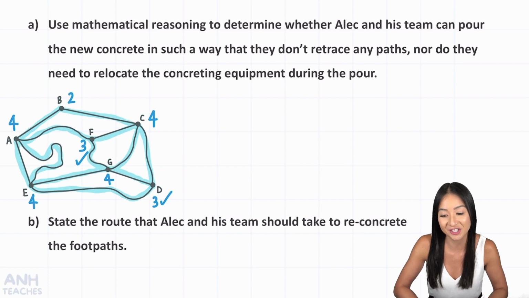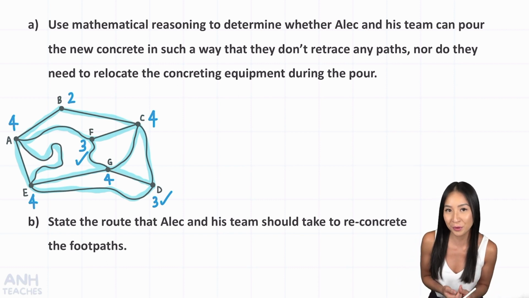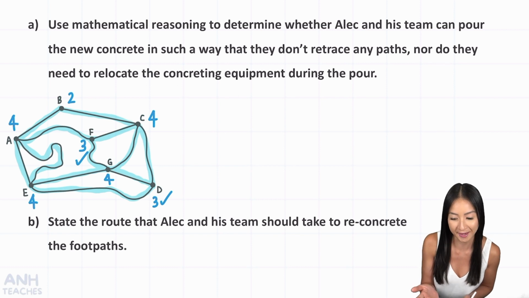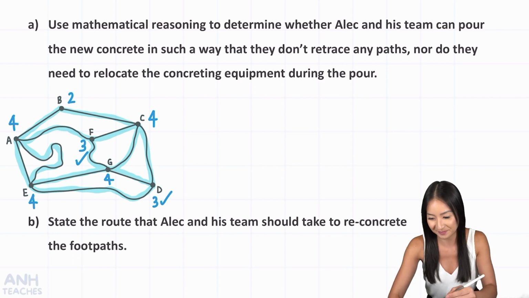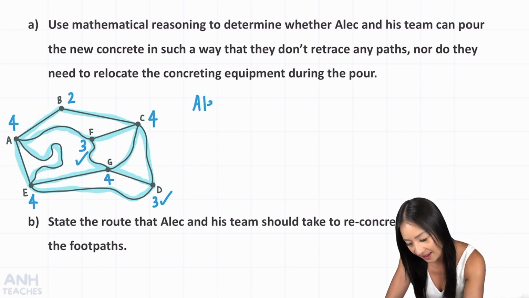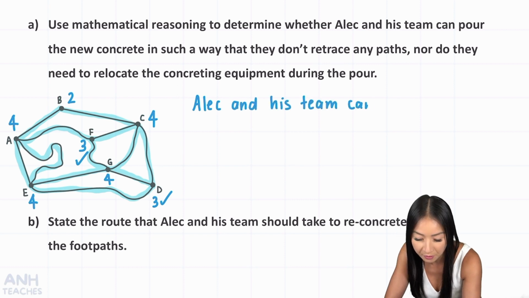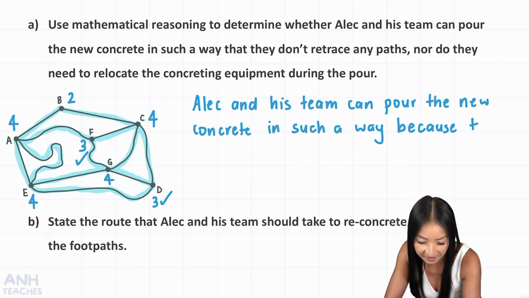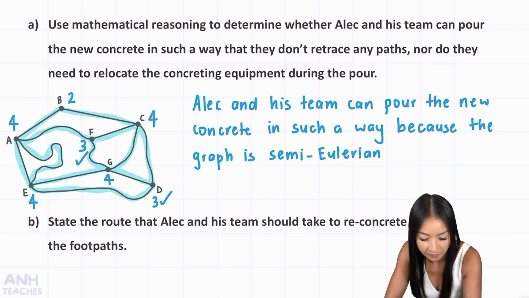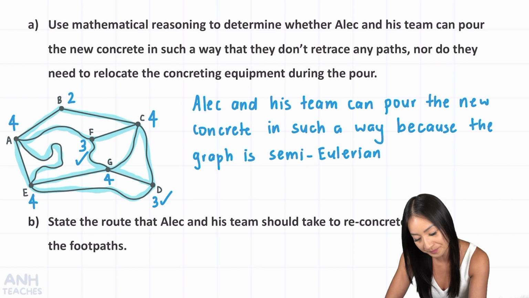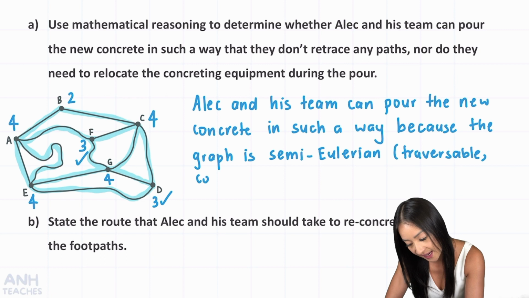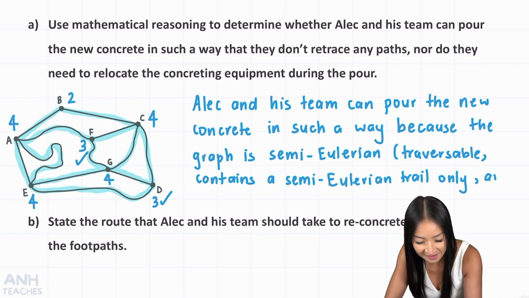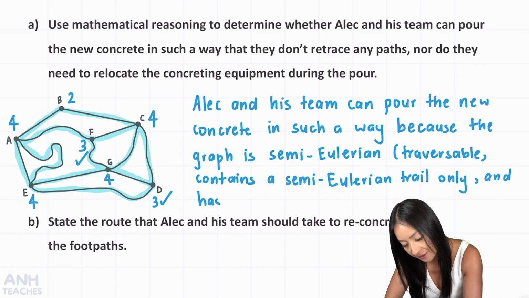So to answer the question, Alec and his team can pour the new concrete in such a way because the graph is semi-Eulerian, and that's what I'm going to write down. Alec and his team can pour the new concrete. The graph is semi-Eulerian. Now, I will go one step further and state that it is traversable, contains a semi-Eulerian trail only, and has exactly 2 odd vertices.